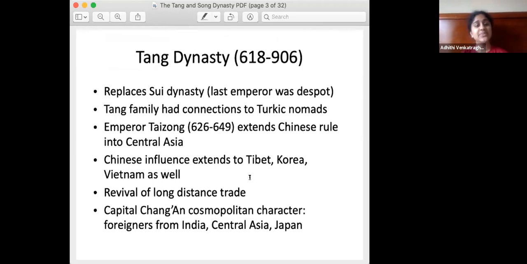The Tang Dynasty was 618 to 906, and it replaced the Sui Dynasty, whose last emperor was a despot. The Tang family had connections to Turkic nomads. Emperor Taizong extended Chinese rule into Central Asia, and Chinese influence extended to Tibet, Korea, and Vietnam as well. This was also the revival of long-distance trade, and the capital became cosmopolitan, with foreigners from India, Central Asia, and Japan.